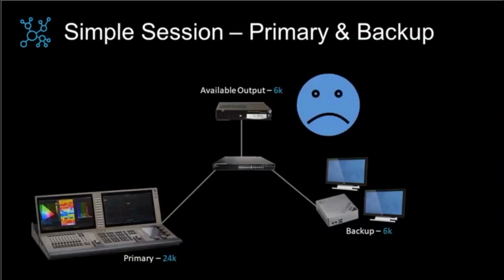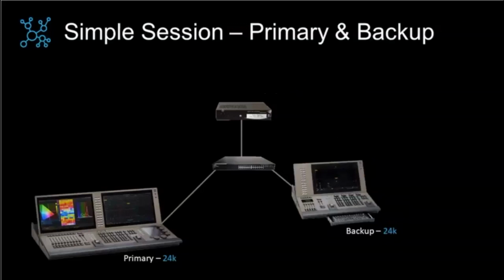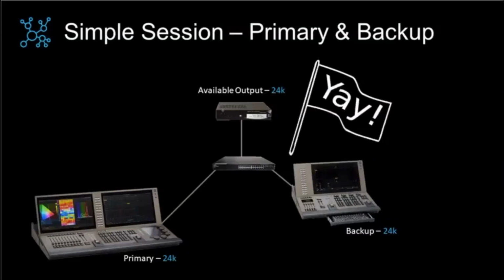I'm sad now that that's not working. So when you're choosing a backup, make sure that you're considering what you actually need to output to your rig, right? If I need 24K, then I need a primary and a backup that can handle that, right? So that is a situation where we'll be happy. So just be aware of that. It can catch you when you're least expecting it.